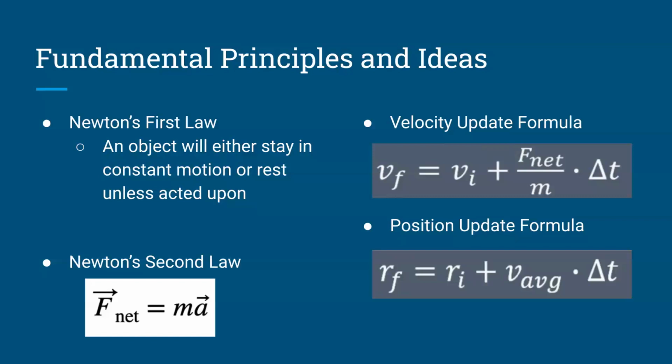Additionally, Newton's second law reinforces this idea, as it says force equals mass times acceleration. And since we want an object with constant speed for our experiment, there should be no acceleration, so we should have no external forces acting on the object.